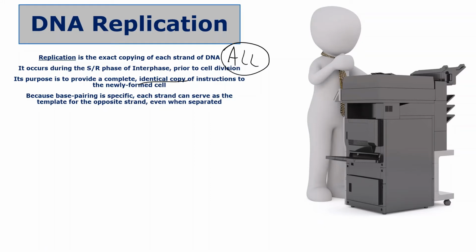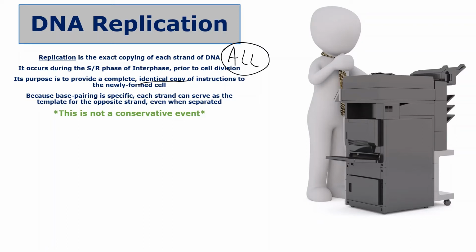Because base pairing is specific, and we learned, A with T and G with C, each strand can serve as the template. Template is just something you're going to copy for the opposite strand, even when separated. And that might not make sense when I say it right now, but let me put some details here to kind of help you figure this out, and then we'll run through the actual mechanism. It used to be thought at one point that replication was a conservative event. And if you want to understand that, just check out the dude over here with the copy machine.